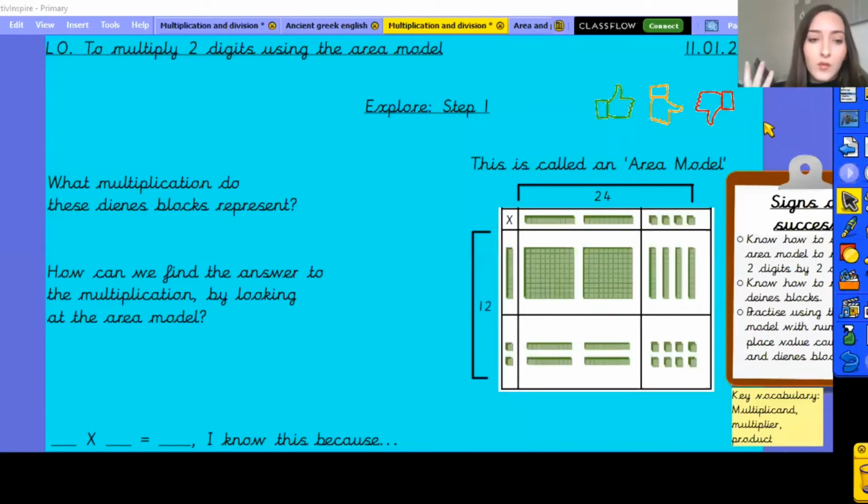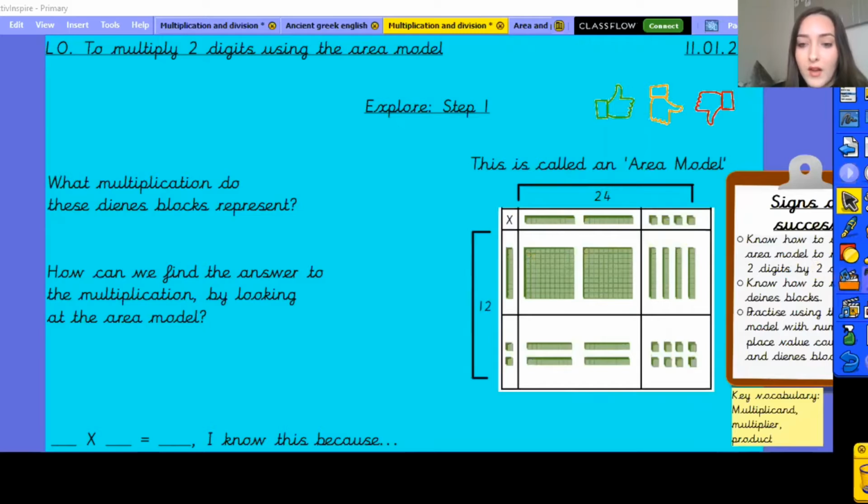Okay, so now what we need to do is think about how we would find the answer to this multiplication. So just have a little think about what you think we might do to find our product or our answer to 24 times 12 by looking at this area model. Okay, so how we find the answer is by looking at what each Dienes block represents and adding those together.